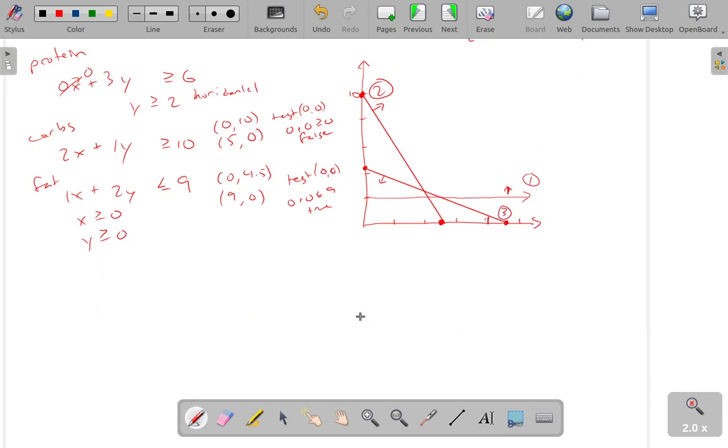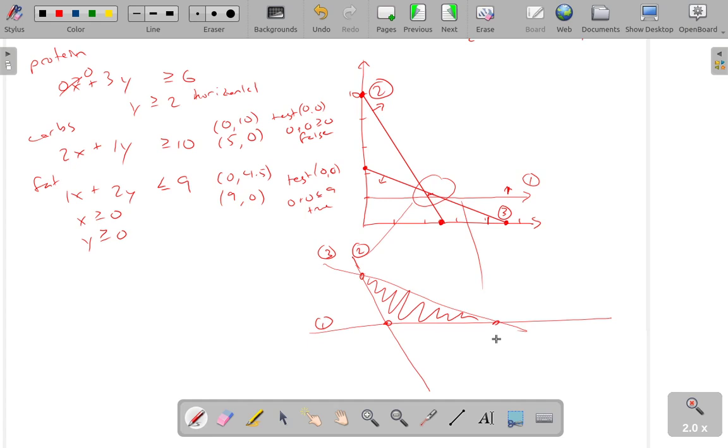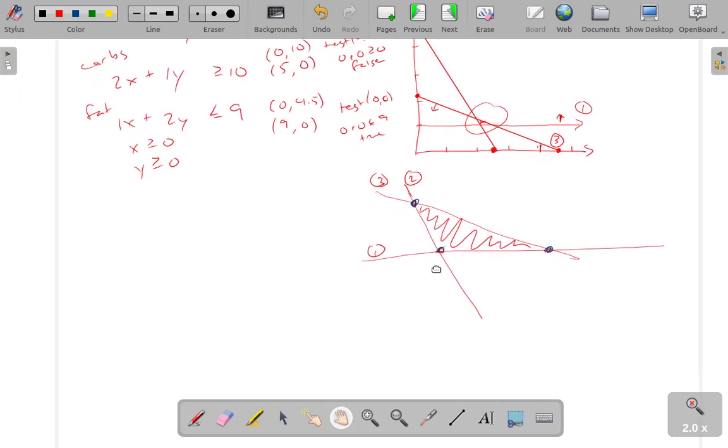Let me just draw a little zoomed in version here. We have line 2 looking like this, line 3 looking like that, and line 1 looking like this. Those are the lines. And our feasible region should be this region right here. This is our feasible region, and these 3 points are our corner points.